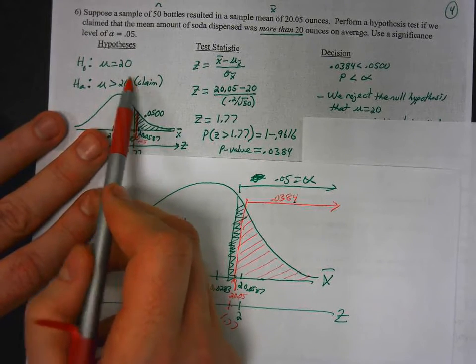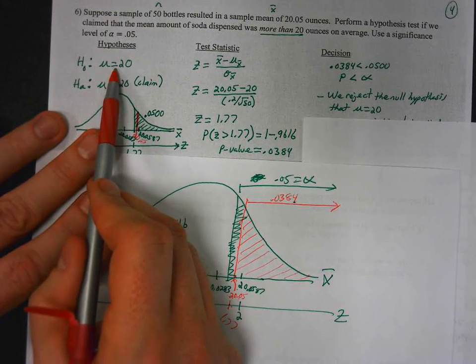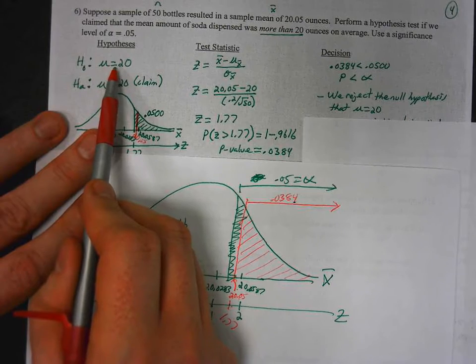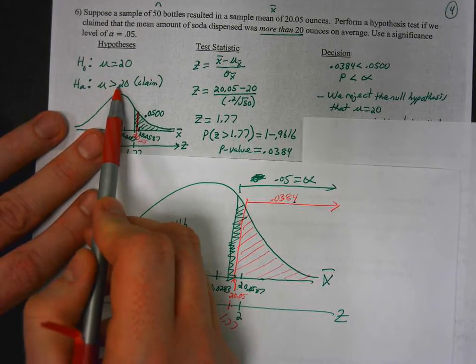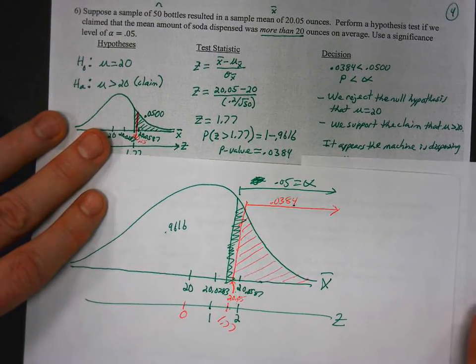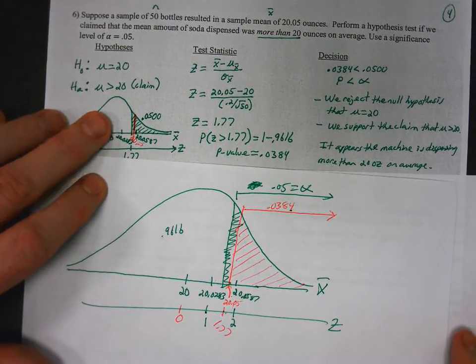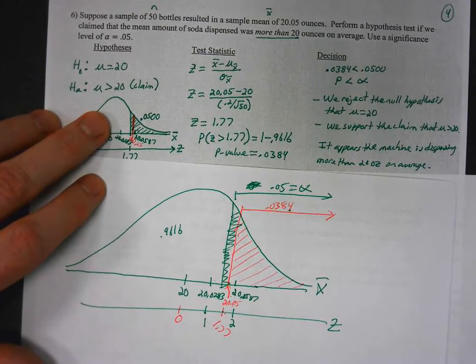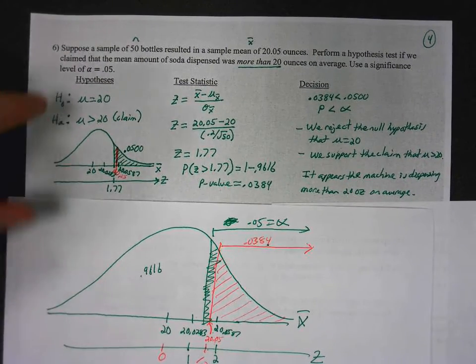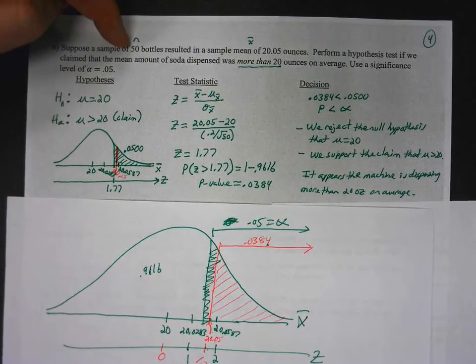Well, think about it: as you reject that mu equals 20, that means you can support the alternative. If we're saying that mu equals 20 is no good, then mu is greater than 20 is good. So we support the claim that mu is greater than 20. It appears the machine is dispensing more than 20 ounces on average. Now again, remember, this is all based on that one sample of 50.